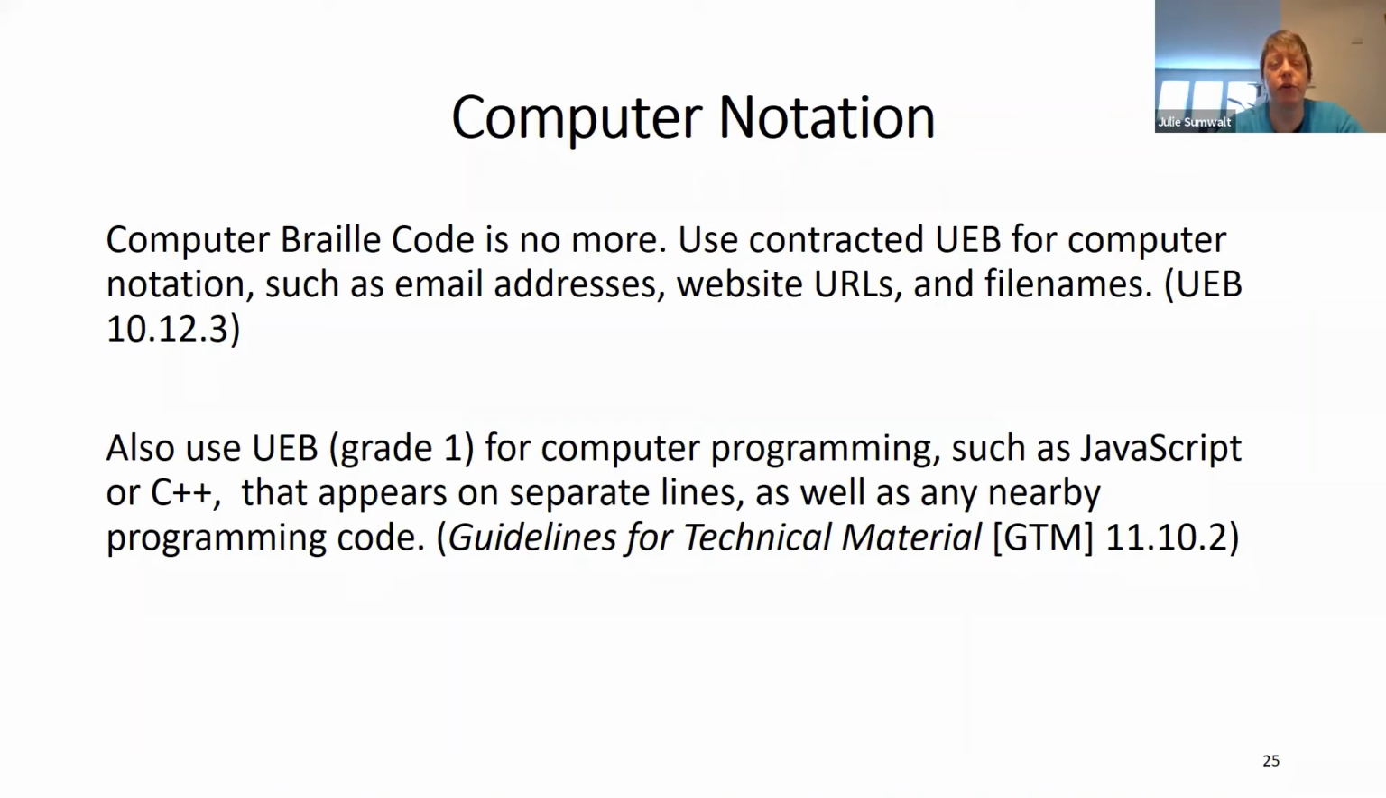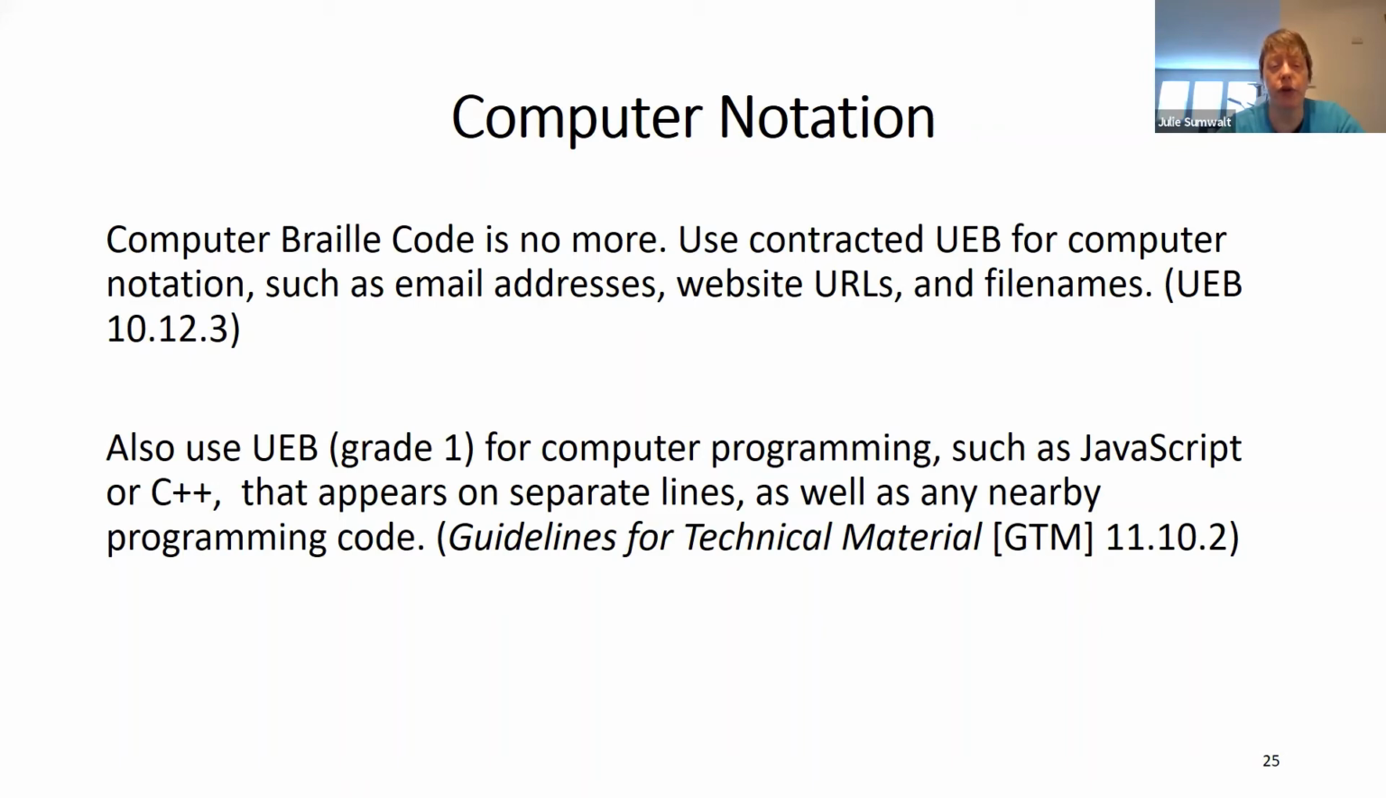Another quick word about another topic, computer notation. Computer Braille code was based on Nemeth Code, but computer Braille code is no more. If you need to show something like an email address, a website URL, or file name, then you're going to use contracted UEB for that. You can find those rules in the Rules for Unified English Braille, section 10.12.3.